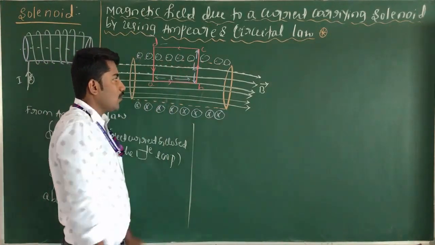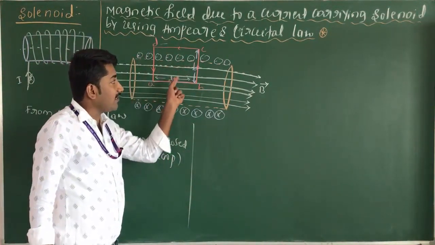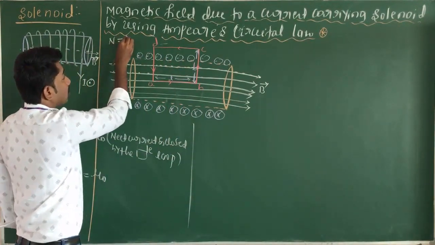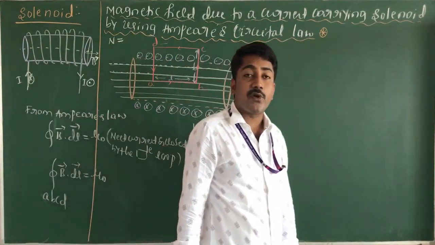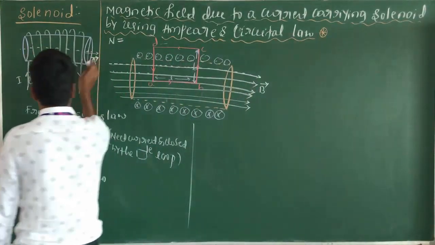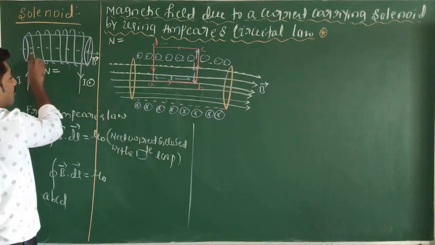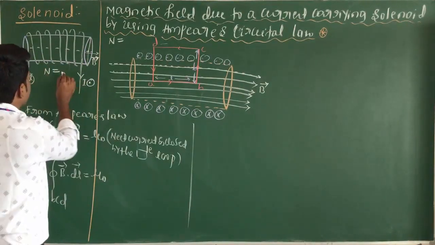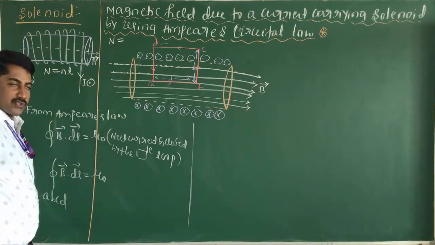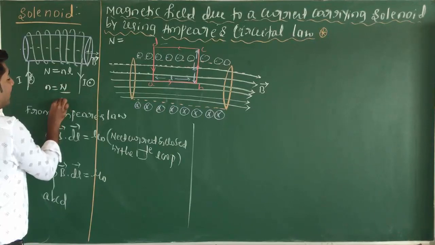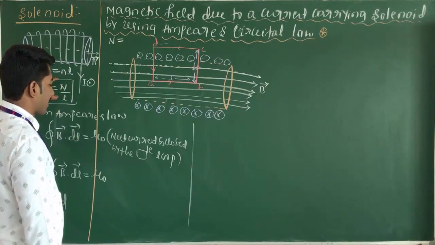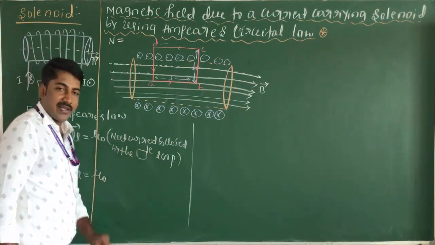by this rectangular loop. Here I is the current in this solenoid and capital N is the total number of turns in this solenoid. How do we calculate the total number of turns? Using the number of turns per unit length and the length of the solenoid, small n is equal to capital N divided by L, the number of turns per unit length. Using this value you can calculate the net current enclosed by the rectangular loop.